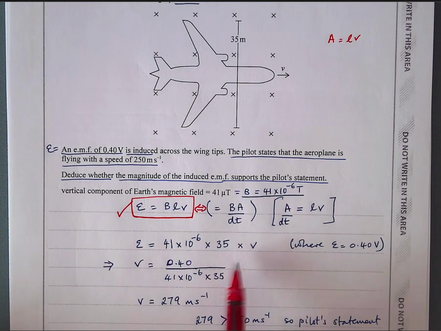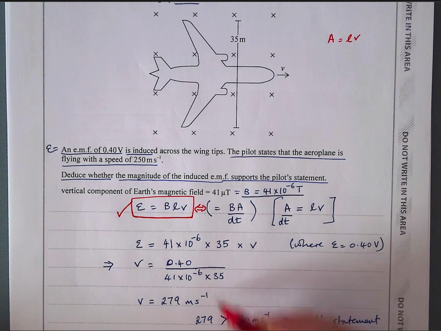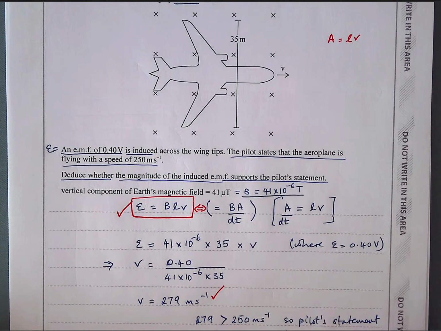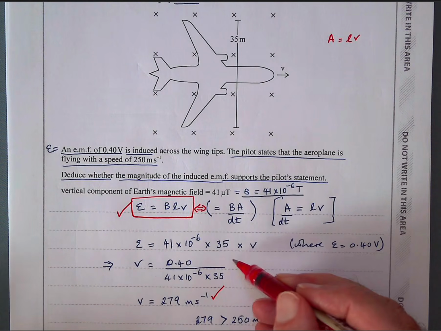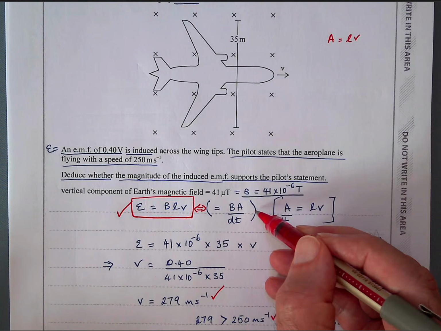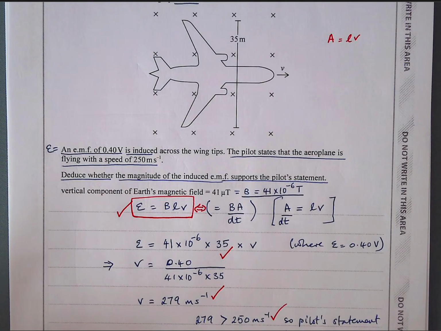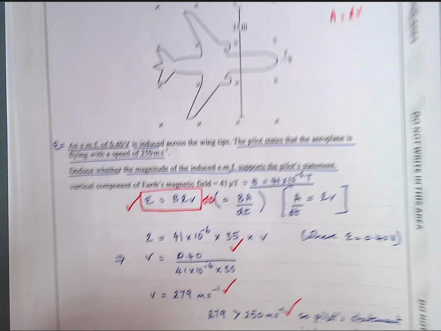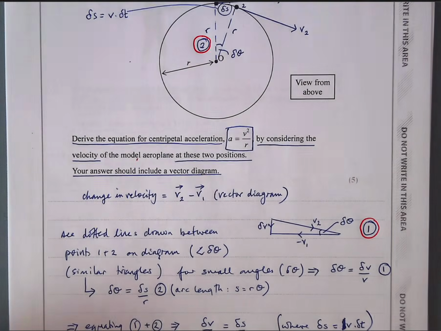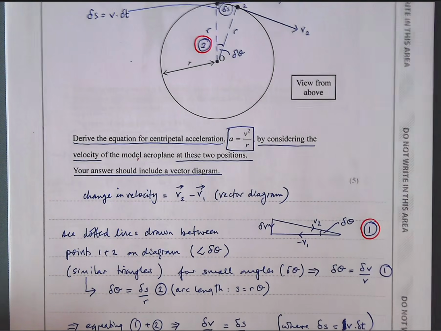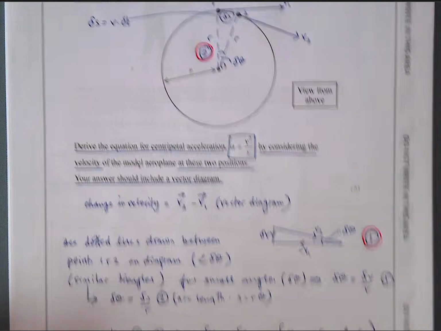Put the answers in, and you'll get 279 meters per second, which is greater than 250. So the pilot's statement is incorrect. You'll probably get 1 mark for showing that you know that, 1 mark for putting the numbers in, 1 for the answer, 1 for the conclusion. So that's how you get your 4 marks in question 16. Question 17 is a multi-part question, and it's about circular motion.